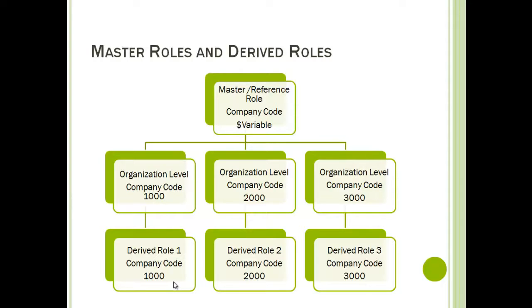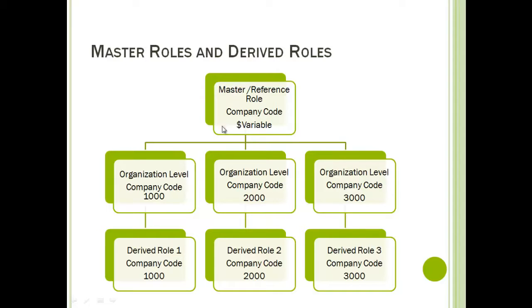The difference between master role and derived role is that in the derived role we will be using organization levels, that means the specific organization levels for that particular derived role. So organization levels from one derived role to another derived role linked to the master role will differ. However, the authorization objects or the concept will remain the same. That is the advantage of master role and derived role.